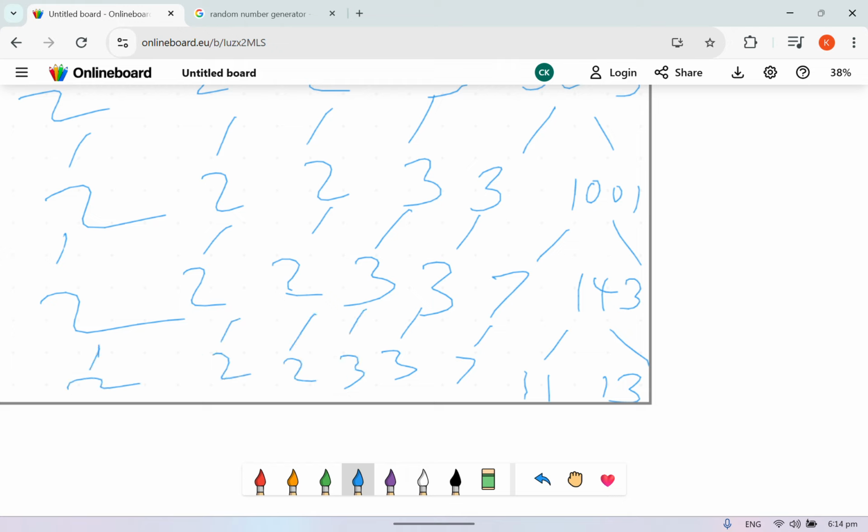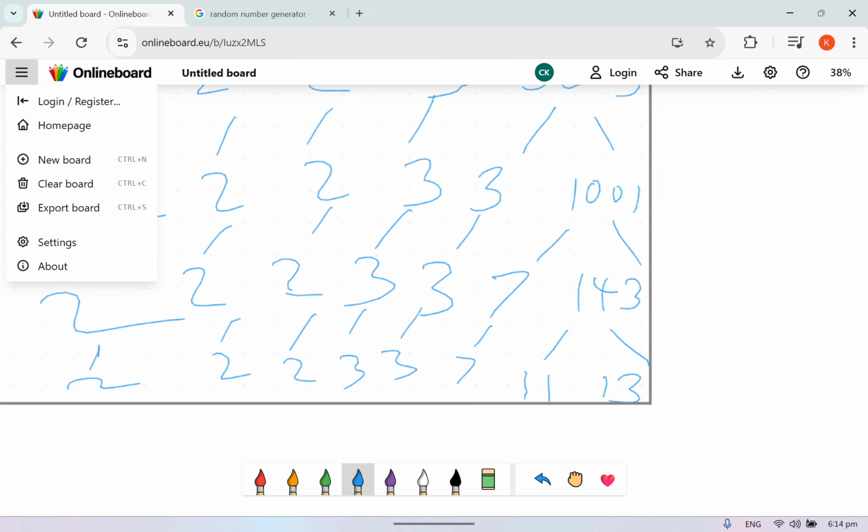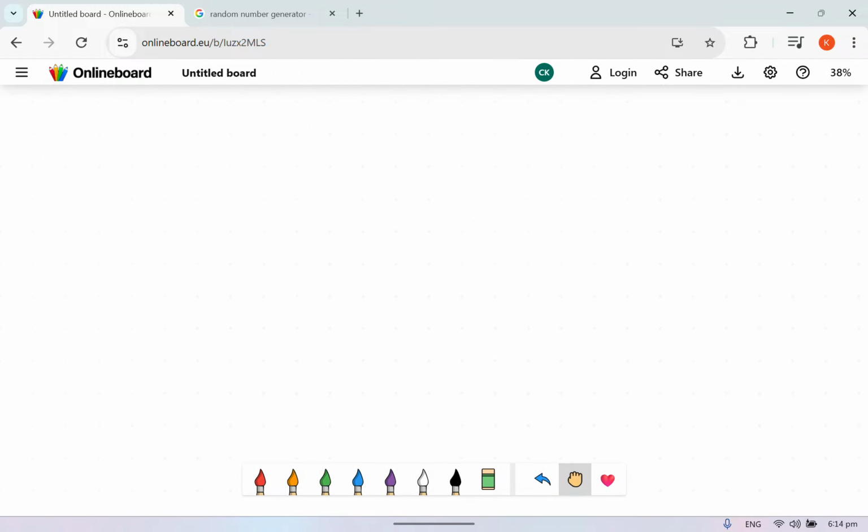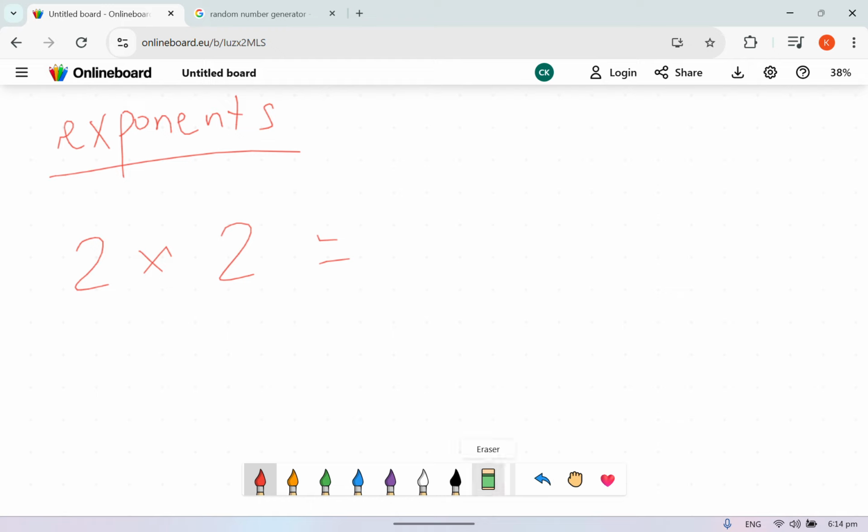Now I'll teach you index notation. So now we're done with factor trees. Let's learn index notation. Firstly, I want you guys to understand the concept of exponents. If you understand this concept, you're pretty much set for index notation. Now if you know what exponents are, then you can just skip this part. But if you don't, then make sure you listen.